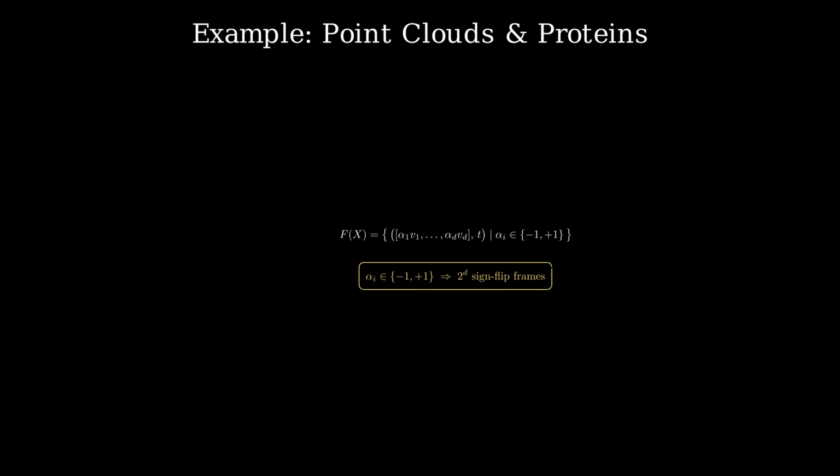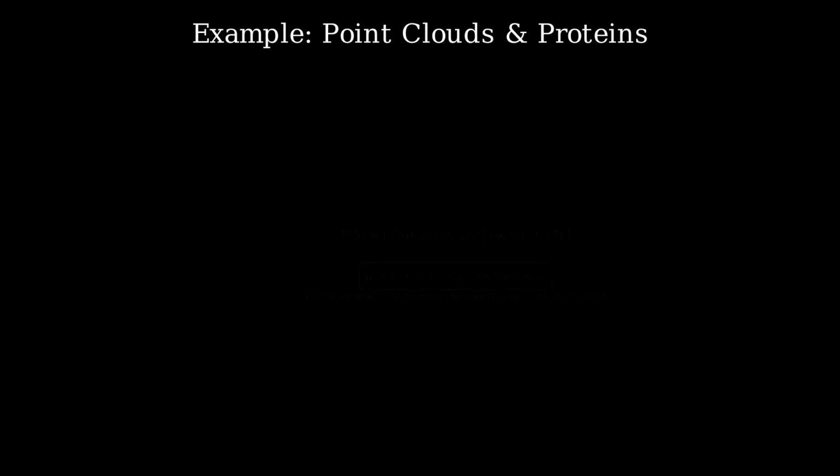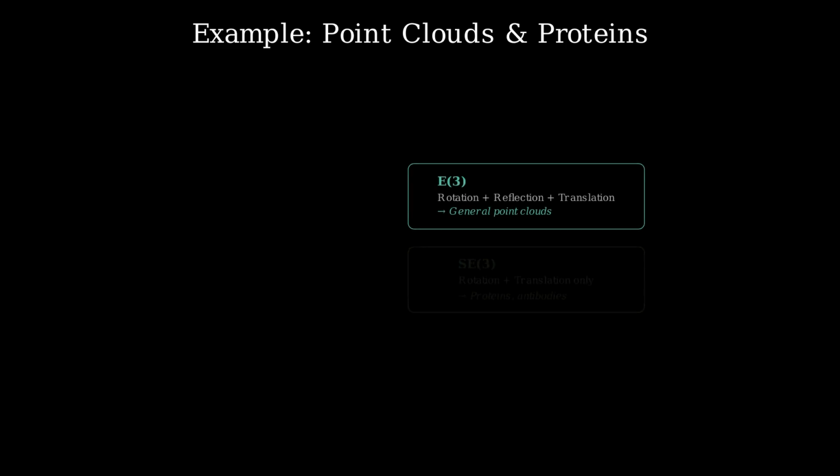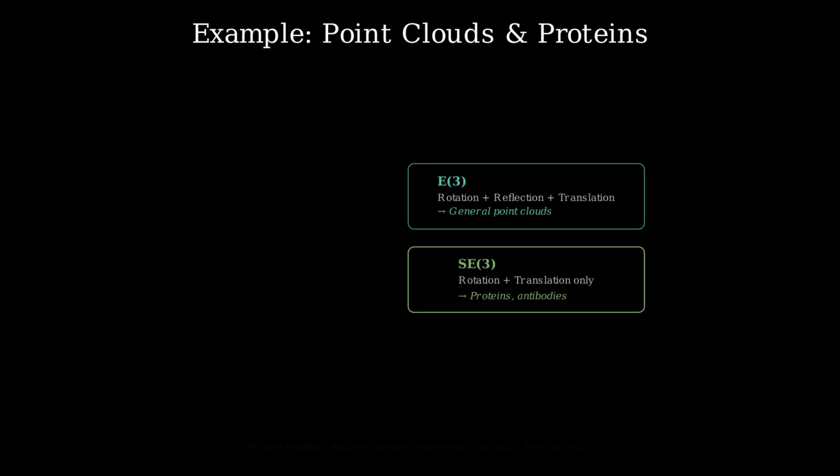This sign flip structure directly mirrors the eigenvector sign ambiguity handled by SignNet. For proteins and antibodies, we use SE3 rotations and translations only, no reflections, since molecular chirality matters. Frame averaging makes any backbone GNN or transformer equivariant to rigid body motions.